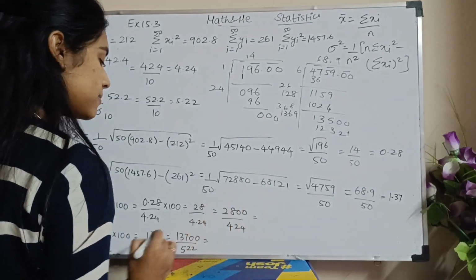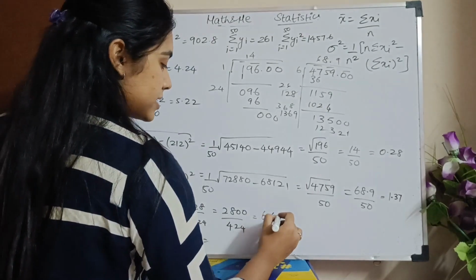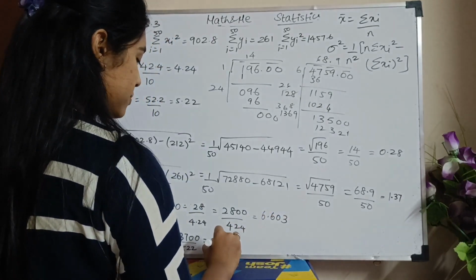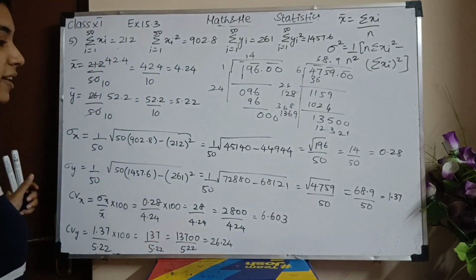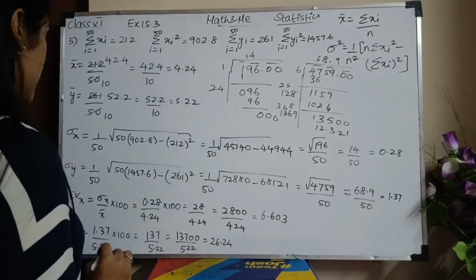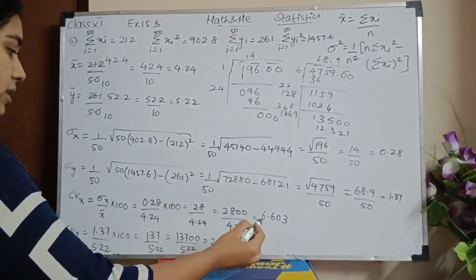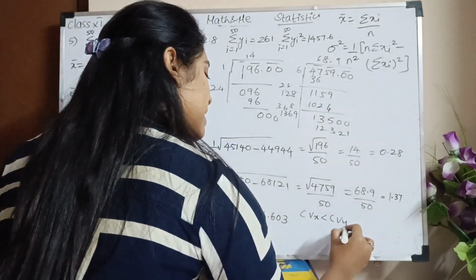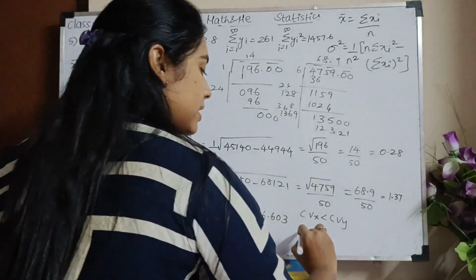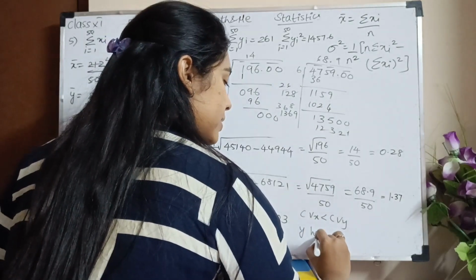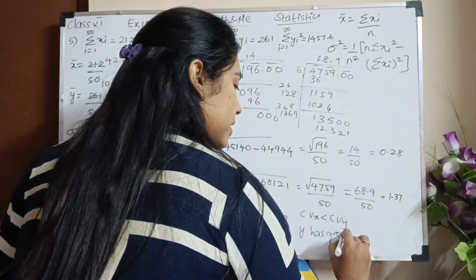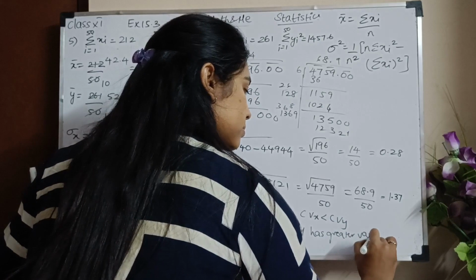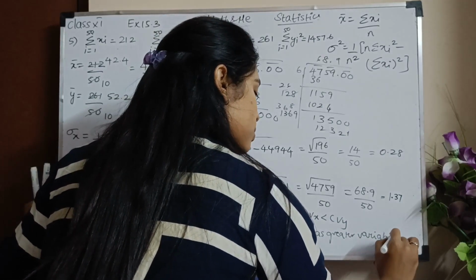So what are my values? 6.603, and this will be 26.24. I'm using the calculator to find the final values. I do not have place on the board. So what do you see? CVX is less than CVY, which means Y has greater variability. So this is more varying.